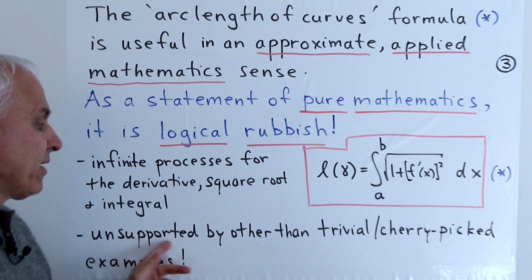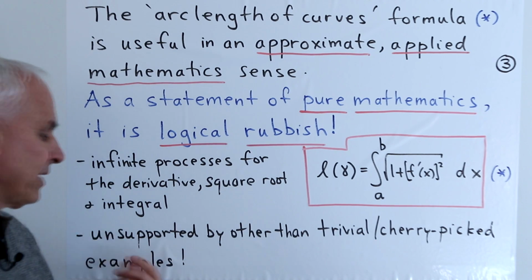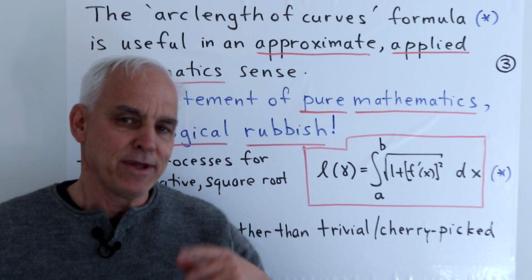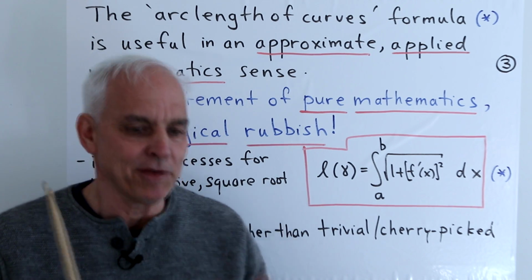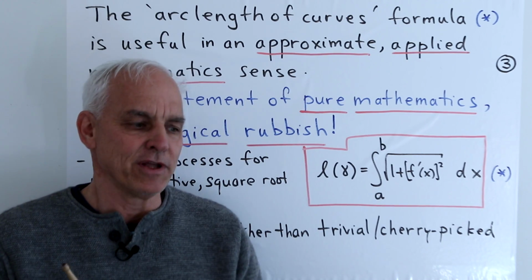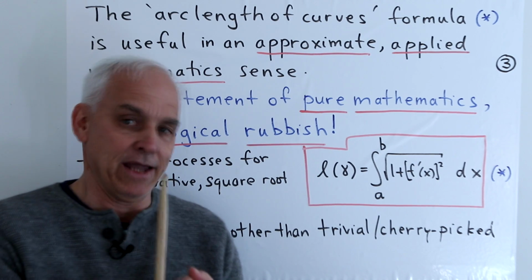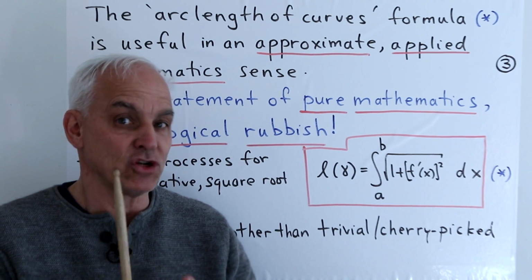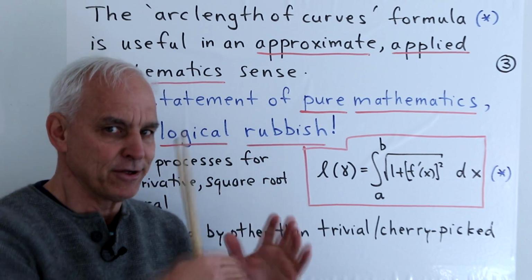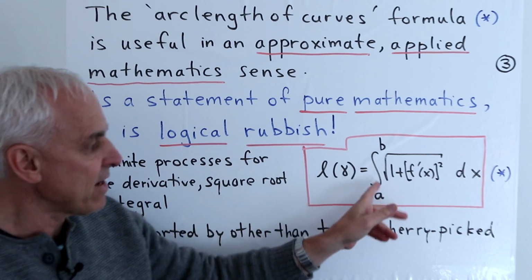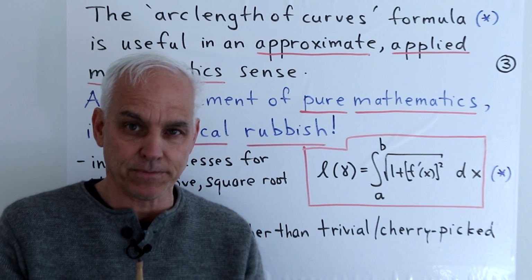And the theory is really unsupported, except by trivial and cherry-picked examples. When you get around to doing this in a calculus course, you may not know this, but the teachers know it, and the students often don't: the examples to illustrate arc lengths of curves are either trivial or cherry-picked. You have to look at very precise, carefully constructed examples to make this something that you can actually calculate and get a real answer for.